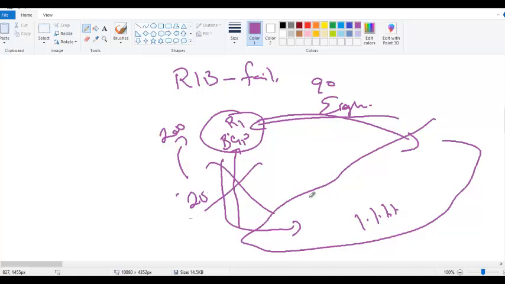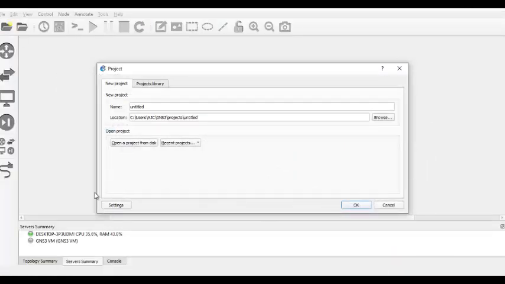and by making it 200, it cannot show as a RIB failure because it is intentionally doing it. And EIGRP, whose administrative distance is 90, is going to be used by the routing information base. Let's do this and see.